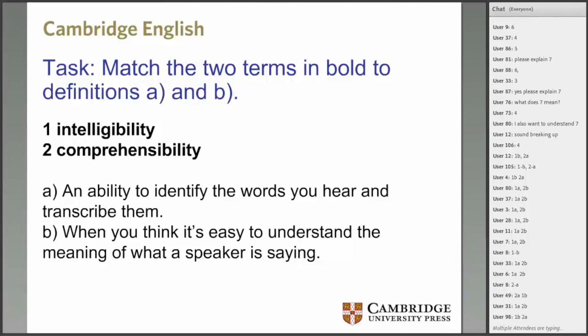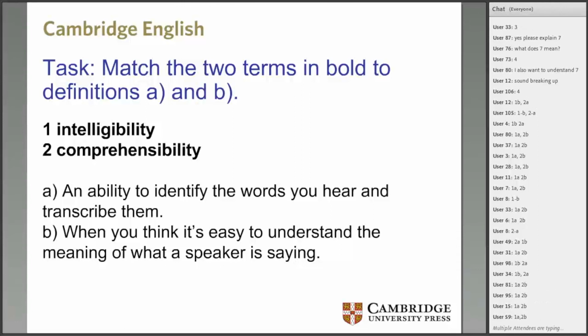Okay, everyone's typing furiously. Okay, so thank you very much for your answers, everyone. That's great. It's wonderful to see such encouraging participation.